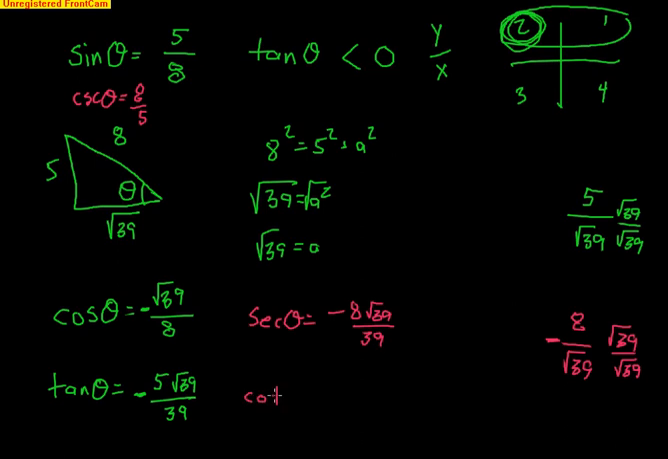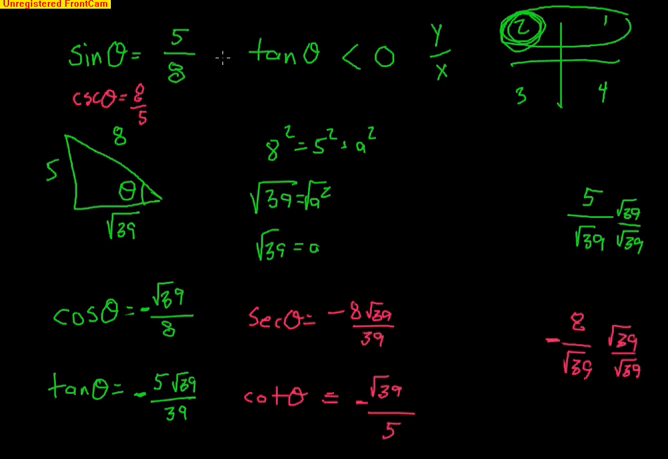And cotangent is, I could take sine or tangent and flip it to find the reciprocal. But you know what? I'm going to go back to the triangle and think. Cotangent is adjacent divided by opposite. So it'd be radical 39 divided by 5. But don't forget, it is negative, because if tangent's negative, so is cotangent. If cosine's negative, so is secant. If sine's positive, so is cosecant, because they're just the reciprocals of each other. And when you take the reciprocal, you don't change anybody's sign.